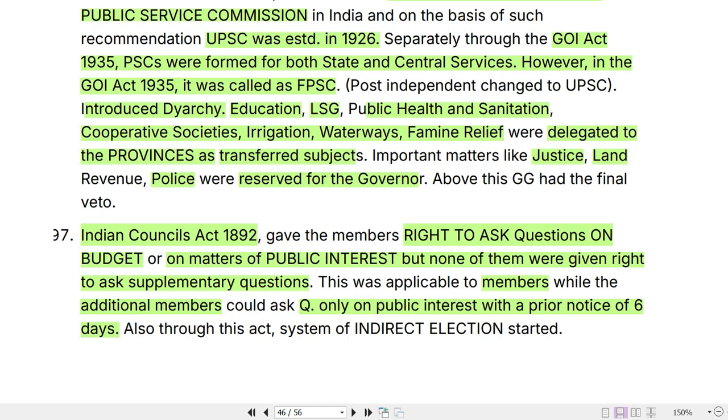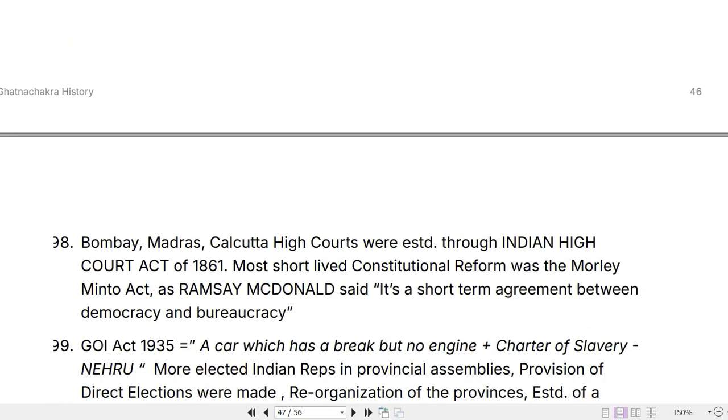Also through this act, system of indirect election started. So 1892 के काउंसिल एक्ट के तहत सिस्टम ऑफ इनडायरेक्ट इलेक्शन also started from this 1892. ठीक है, याद रखना. Now, Bombay, Madras, Calcutta High Courts were established through the Indian High Court Act of 1861.